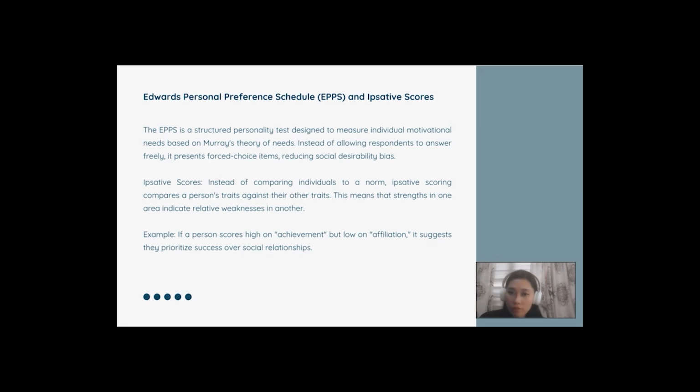The EPPS uses a forced-choice format, meaning test takers must choose between two statements, even if neither perfectly fits. This prevents social desirability bias because test takers cannot simply pick positive answers. Example, a test taker may see, I prefer working alone or I enjoy leading a team. They must pick one, revealing their relative preference rather than an absolute trait.